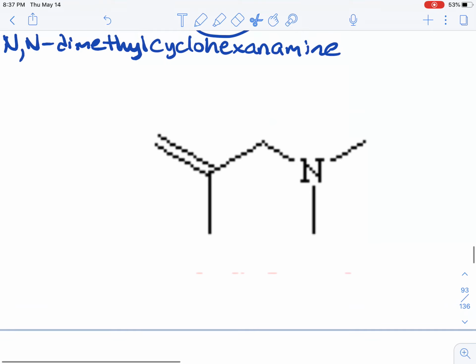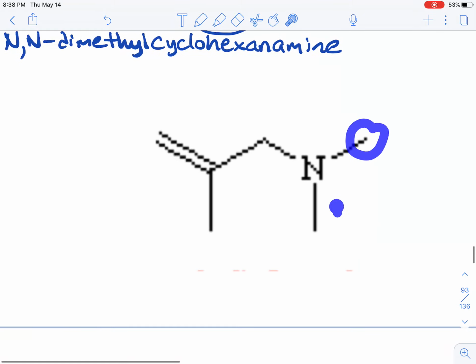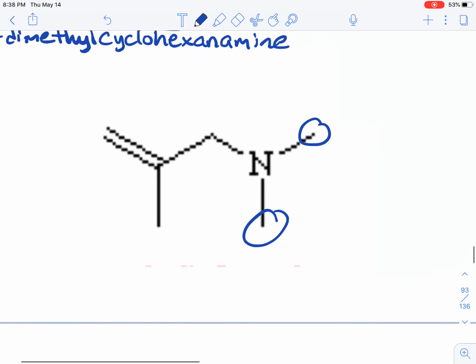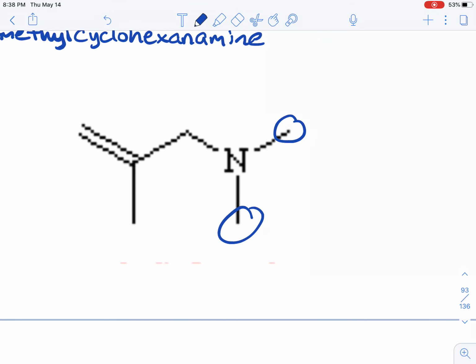Okay, and so we're going to go ahead and do one more. And in this example, we are going to learn how to name an amine, a tertiary amine with a double bond. Very similar to all of our previous examples. I have 1, 2, 3 R groups. So this is a tertiary amine. So these two carbons that are surrounding the nitrogen have the least number of carbons. And so this is an N-methyl. This is also N-methyl.